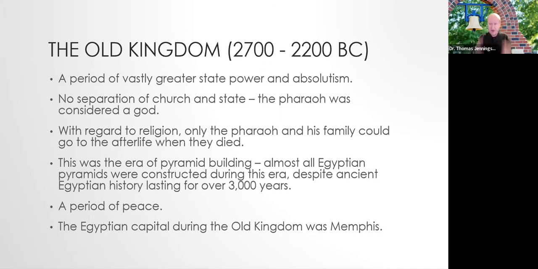So this is the era of pyramid building. Pyramids are arguably the most famous structure that you have in ancient Egypt, and they are pretty much only built in the Old Kingdom. For 500 years, out of 3,000 years of Egyptian history, this is really the only time that the pyramids are built. So this is one of the big characteristics of the Old Kingdom. Absolute rule, pyramid building.